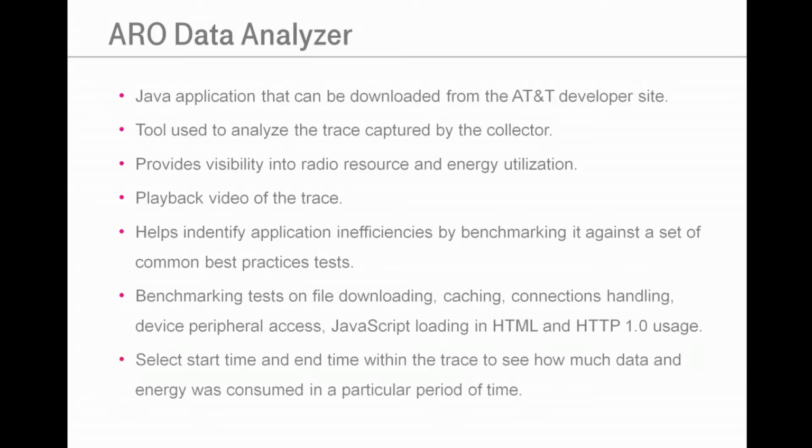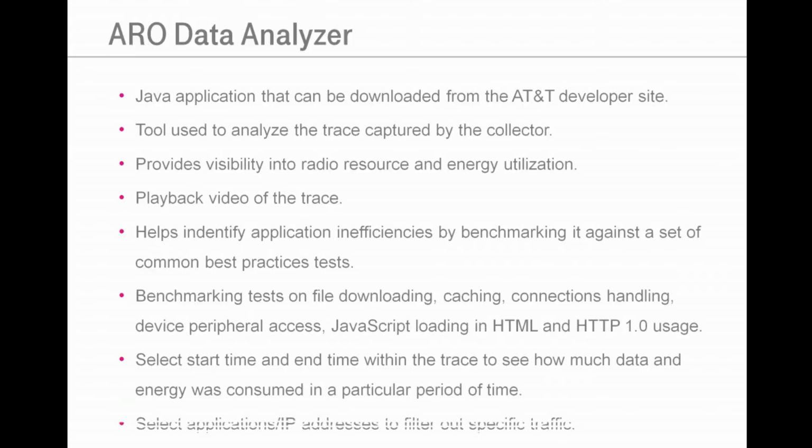From the trace, you can select a time when you want to analyze the app. Say, for example, you want to analyze 10 seconds worth of trace. So you can filter that out and see what the data consumption was and how your app behaved during that time. You can also filter out specific IPs pertaining to your app, or you can filter out other applications, because when the analyzer tool is collecting traces, it'll have a bunch of applications. So you can filter out all those applications but yours and just analyze your application.